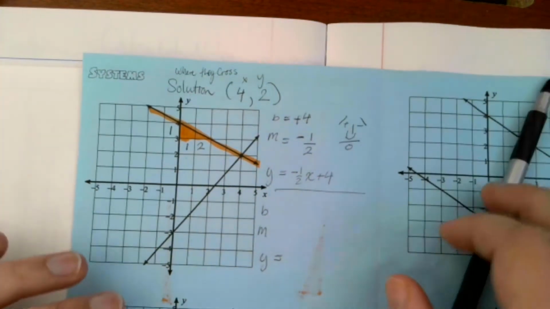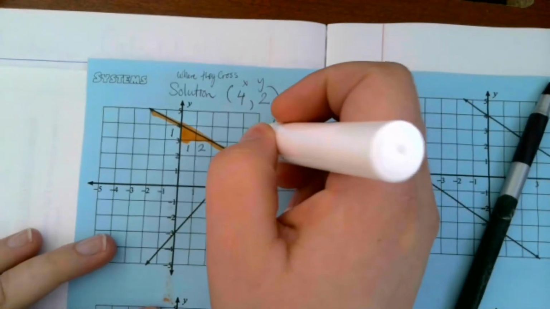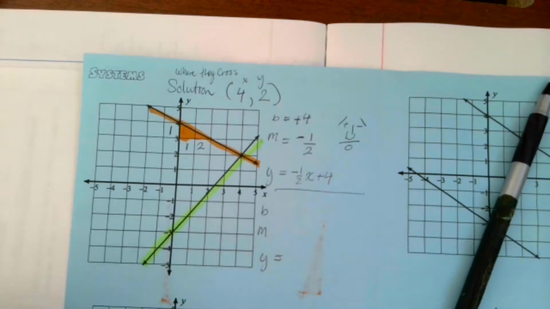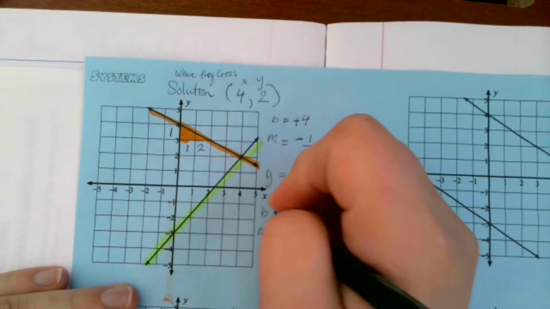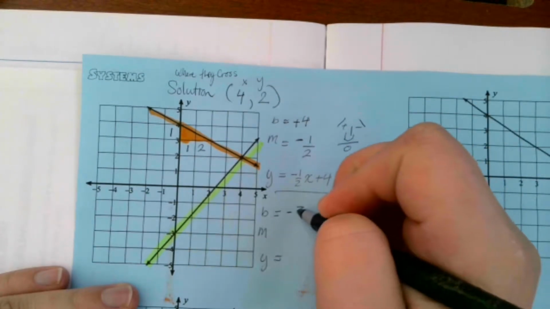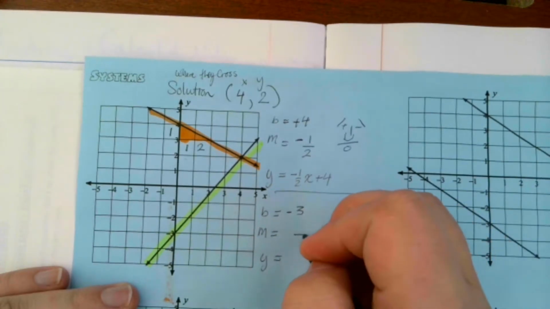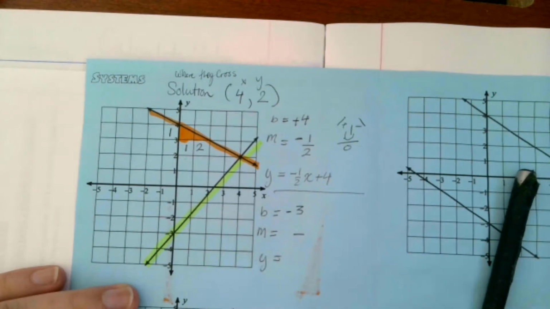Now we're going to do the bottom line. I'm going to make it yellow because that's what I have on hand. Y-intercept, it's 3, but it's a negative 3. Make sure you have that negative in there. I like to leave a little space so that I can put the symbol for the slope. It just makes it a little bit easier for me.